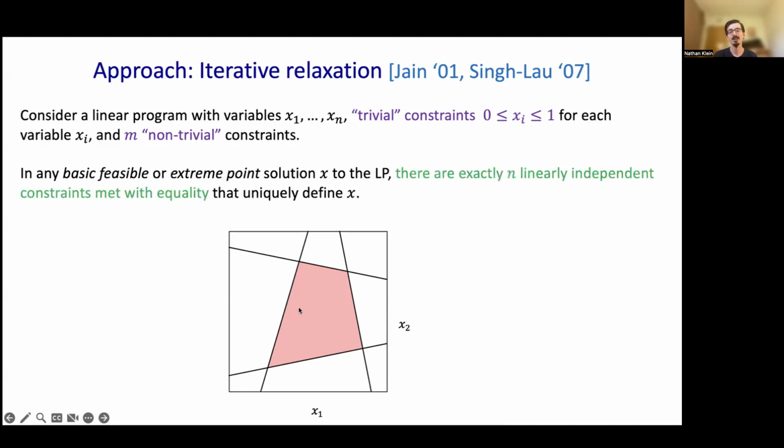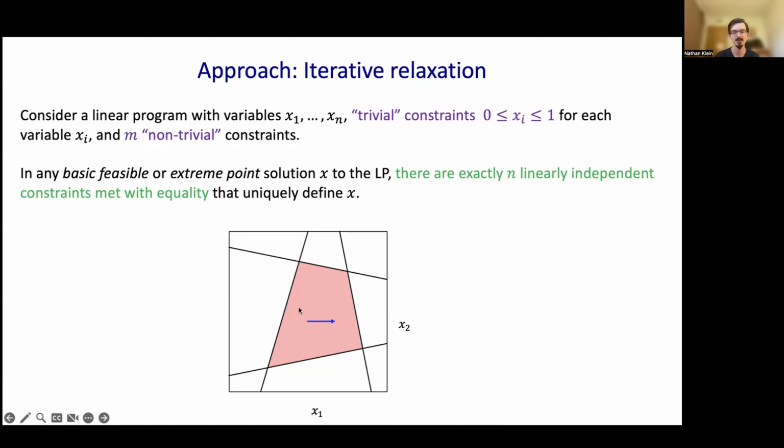A well-known fact is that in any extreme point solution to this LP, there are going to be exactly n linearly independent constraints met with equality that uniquely define x. So if I'm optimizing in this direction, maybe I find this extreme point, and it's defined by these 2 non-trivial constraints in this case.